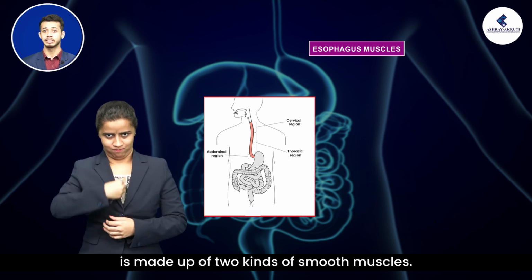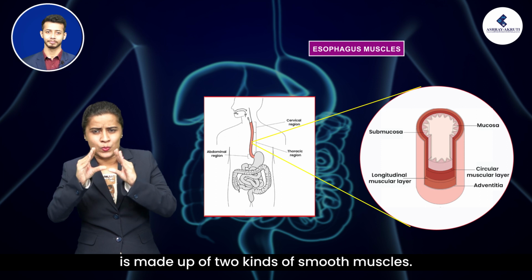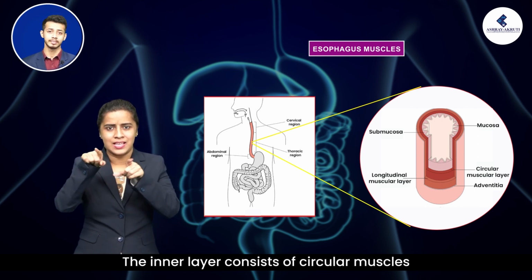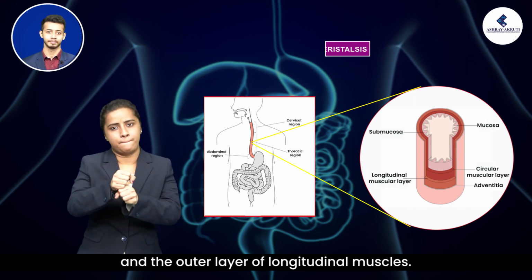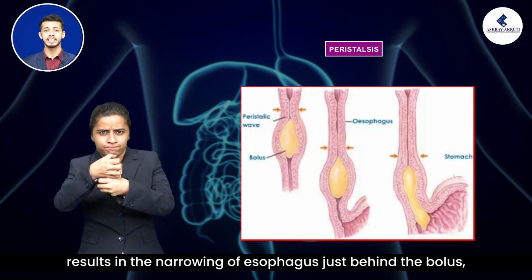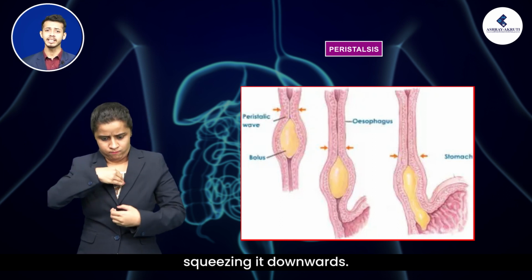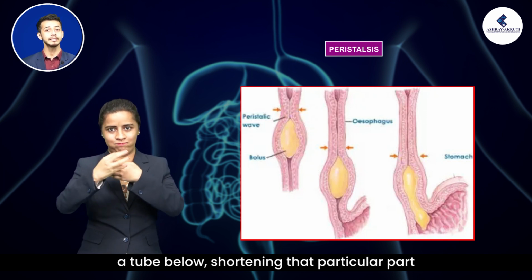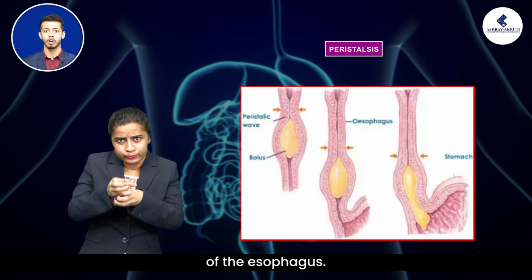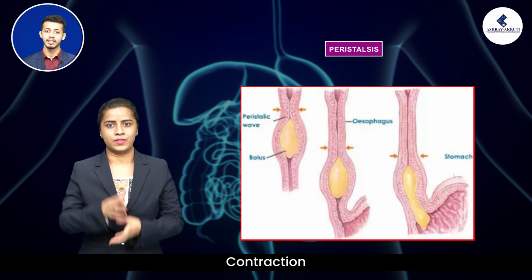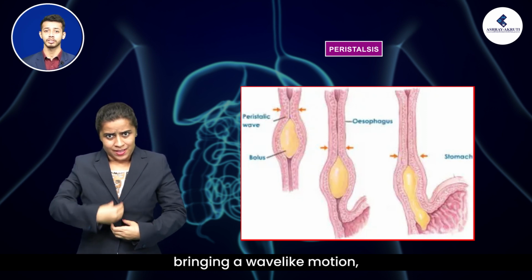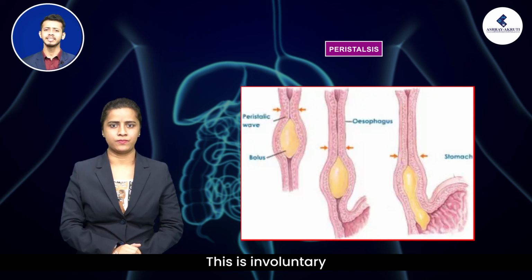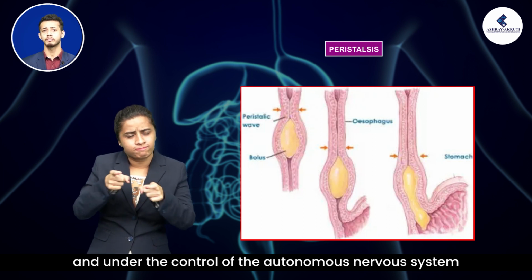The wall of the esophagus is made up of two kinds of smooth muscles. The inner layer consists of circular muscles and the outer layer of longitudinal muscles. Contraction of the circular muscles results in the narrowing of the esophagus just behind the bolus, squeezing it downwards. Contraction of the longitudinal muscles in front of the bolus widens the tube below, shortening that particular part of the esophagus. Contraction and relaxation of these muscles bring in a wave-like motion, propelling the bolus into the stomach by peristalsis. This is involuntary and under the control of the autonomic nervous system.